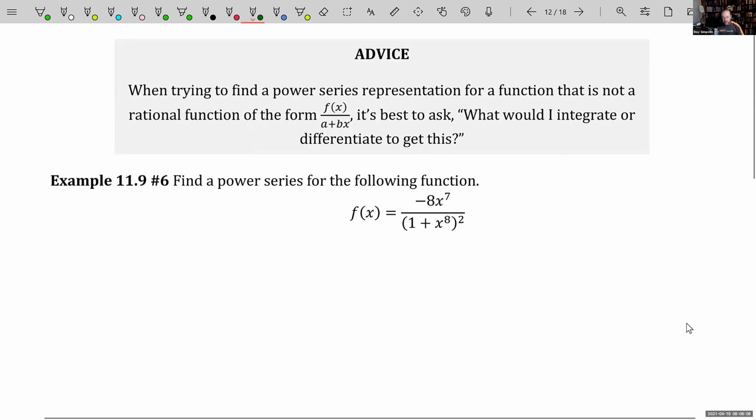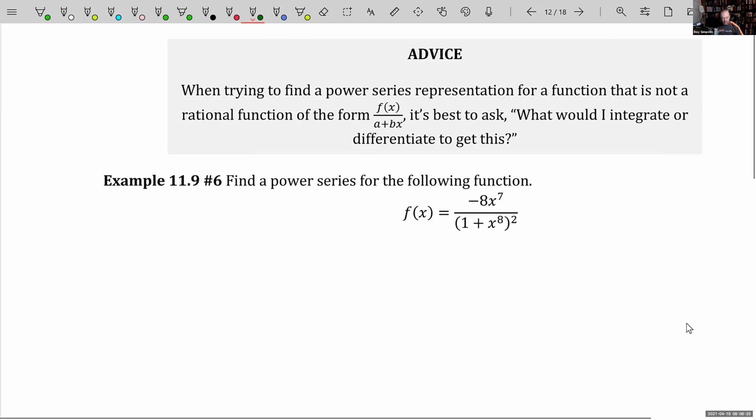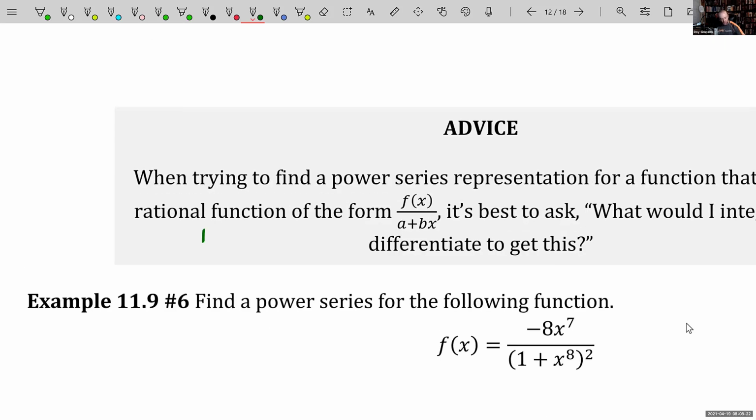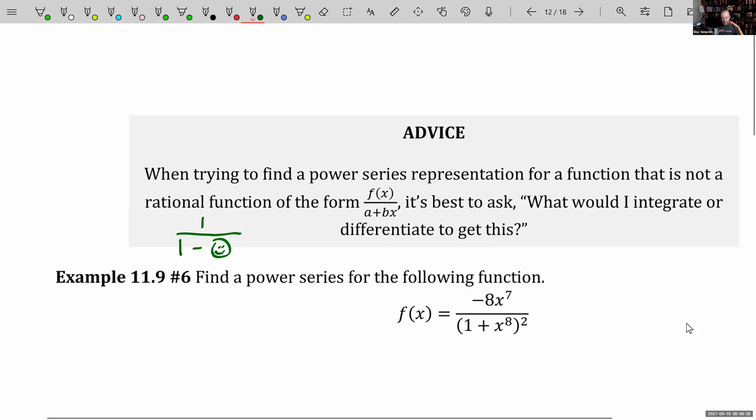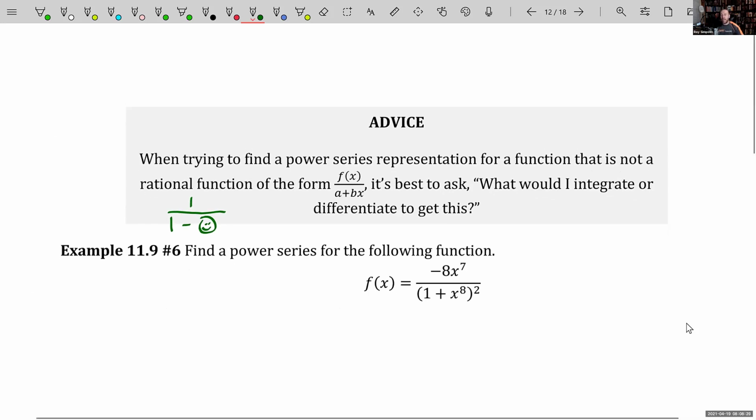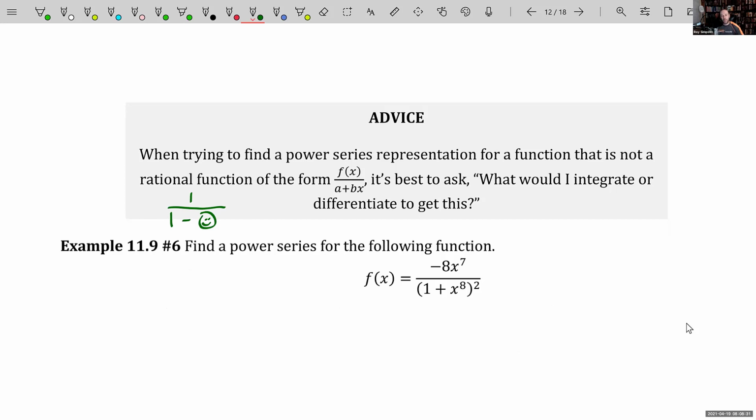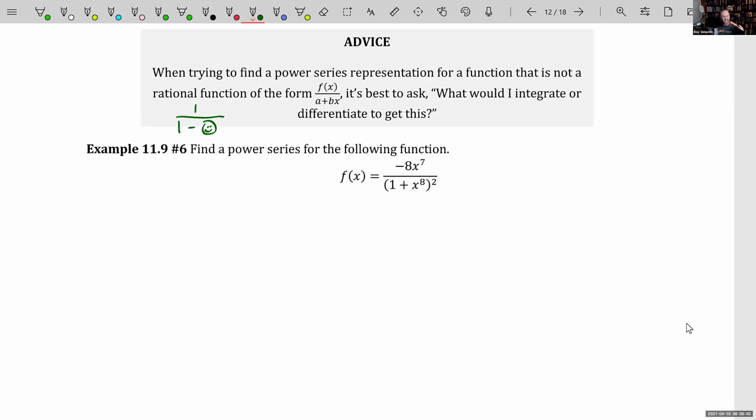When trying to find a power series representation for a function that is not a rational function of the form something over a plus or minus bx, in other words, it can't be written easily as 1 over 1 minus happy face, if you can't write it like that, it's better to ask yourself, what would I integrate or differentiate to get to the form they've handed me? Okay. That's probably a good way to do this.